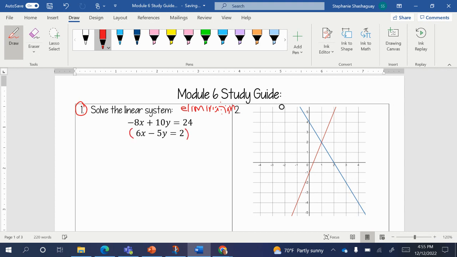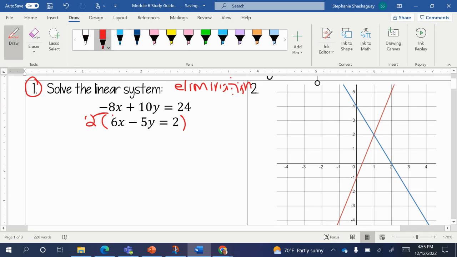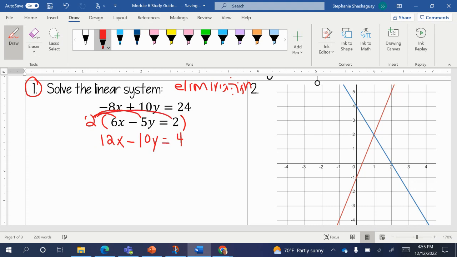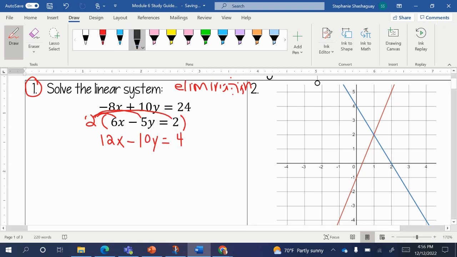So what I need to do is find the same coefficient with opposite signs. So I'm going to multiply this second equation by 2. When I do that, 2 times 6x is 12x, 2 times negative 5 is negative 10y, and 2 times 2 is 4. I don't need to change the first equation at all, so I'm just going to rewrite it right below it.